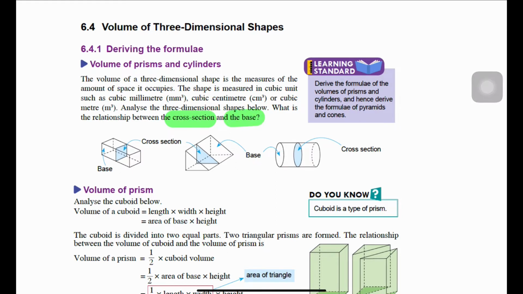So what is cross-section? Cross-section is this one. For example, if I have a cake and I cut it, the cross-section is in the shape of a square. For this shape, the cross-section is in the shape of a triangle. And for this shape, the cross-section is in the shape of a circle. Did you notice? The cross-section is actually the same shape as the base.